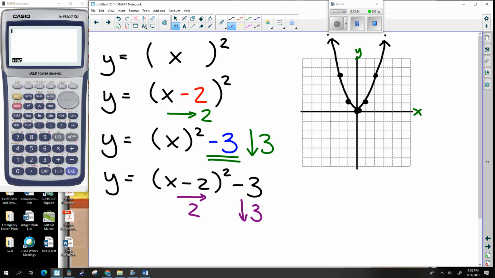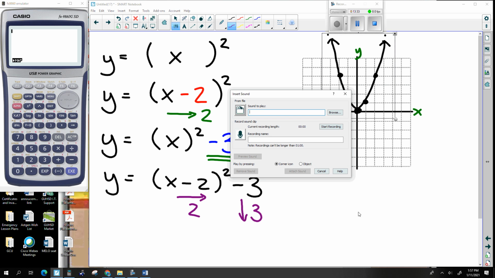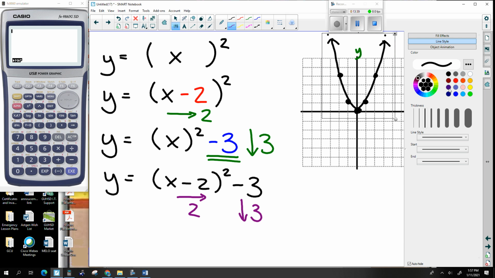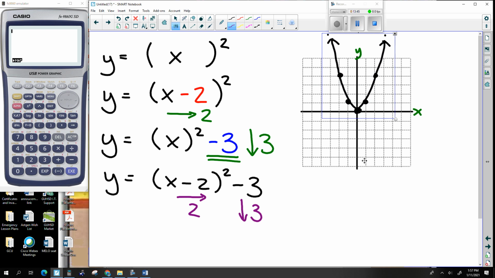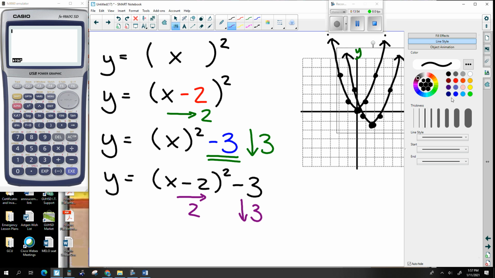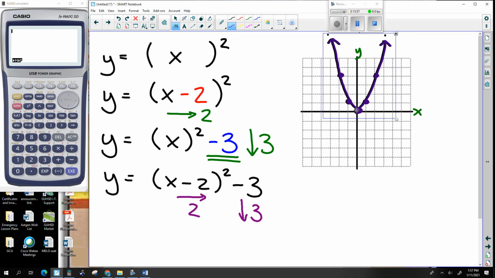So I take that base equation, I take this base picture. It'd be better if I knew how to work my board here. All right, sorry about that. Okay, so that is right 2, 1, 2, down 3, 1, 2, 3. And so you can do multiple things all at once. So that's right 2, down 3.